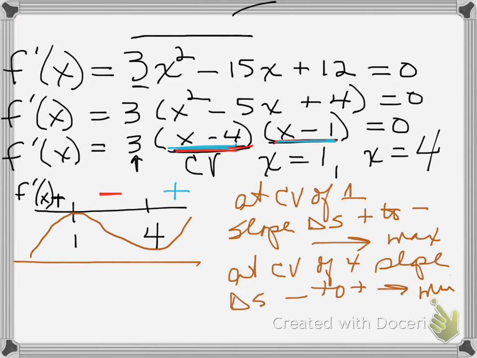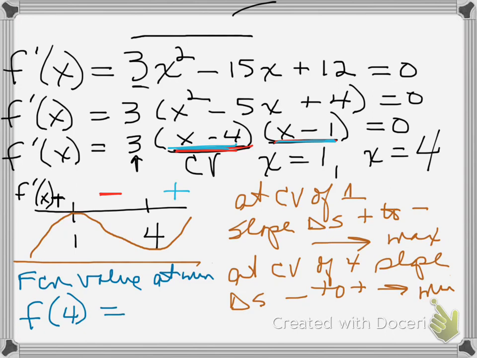What we want to do is to get the function value. So the function value at the minimum means to evaluate the original function at 4. If you do that, you're going to get a 12. I'll leave that for you to verify, but it is indeed 12, and 12 is the minimum value of the function.